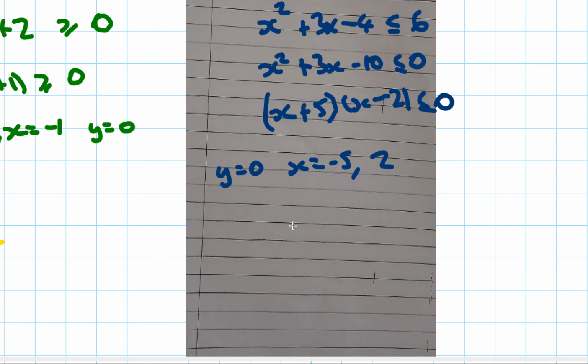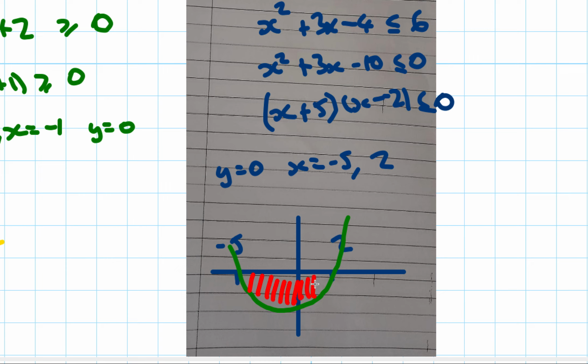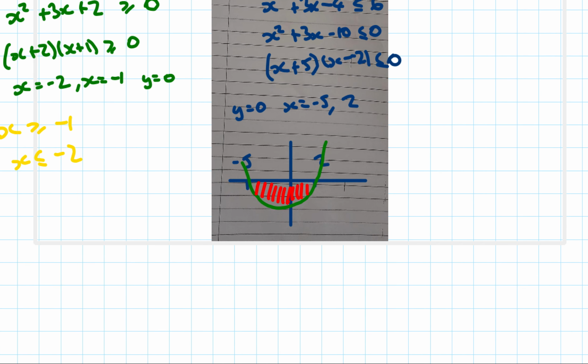And then from here we're going to draw this out. So this is minus 5, this is 2, and we can sketch our graph here. We're looking for the points where it is below the x-axis because it's less than or equal to 0. So it's going to be here. All the points of the graph here are negative y points. So therefore our range here is going to be minus 5 is less than or equal to x, which is less than or equal to 2.